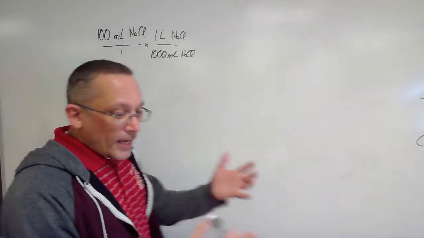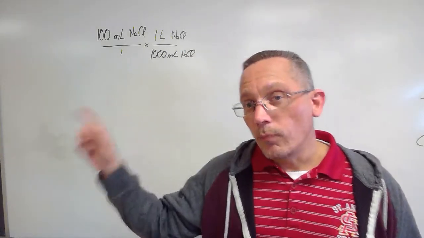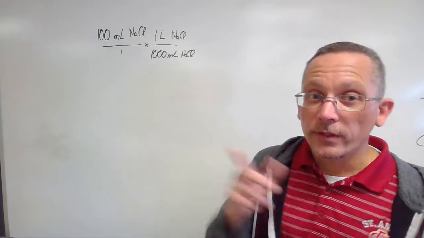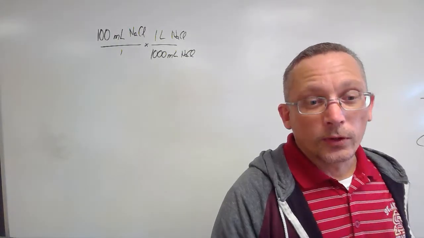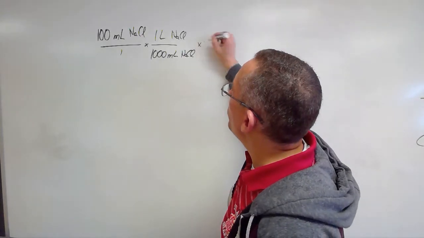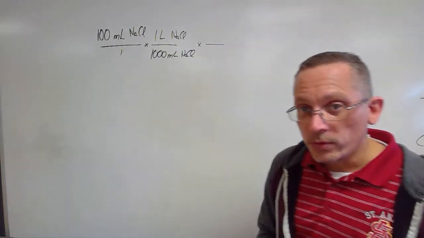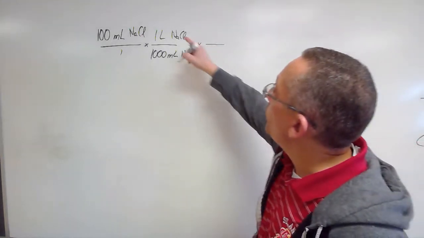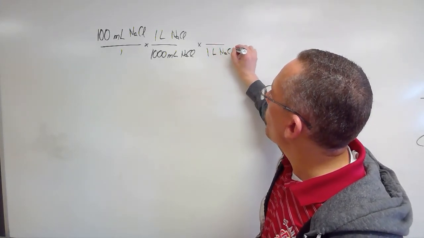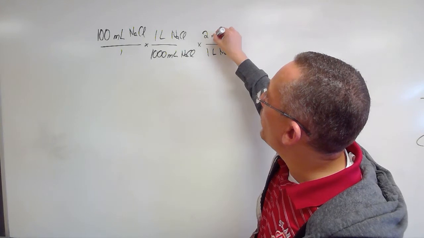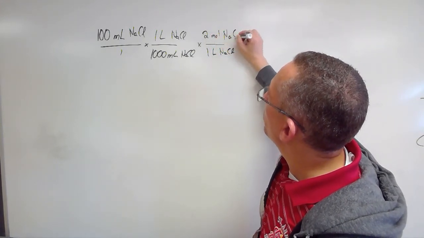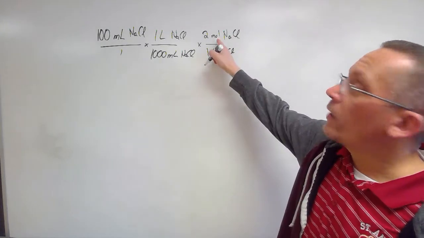Okay. Now I'm going to want to go to moles. So the problem said that the concentration of the original solution was 2 molar. So I'm going to use that concentration now to go to moles. So 2 molar means 2 moles in 1 liter. So I'm going to put the 1 liter on the bottom and the 2 moles on the top. Okay. So now I have moles.